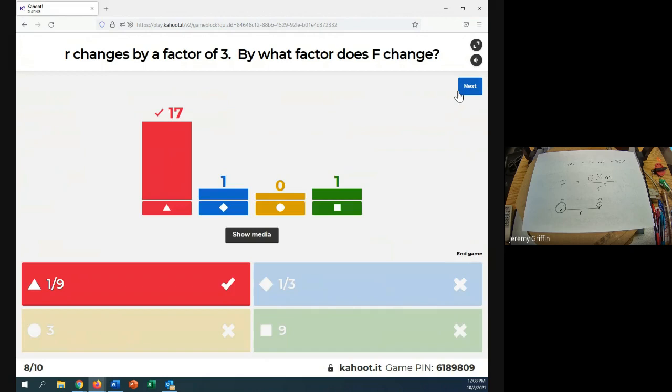What if you triple the distance? One over 3 squared is 1/9. Yeah. Is there any question why it would be anything else? You guys get that? So 1 over 3 squared is 1/9.